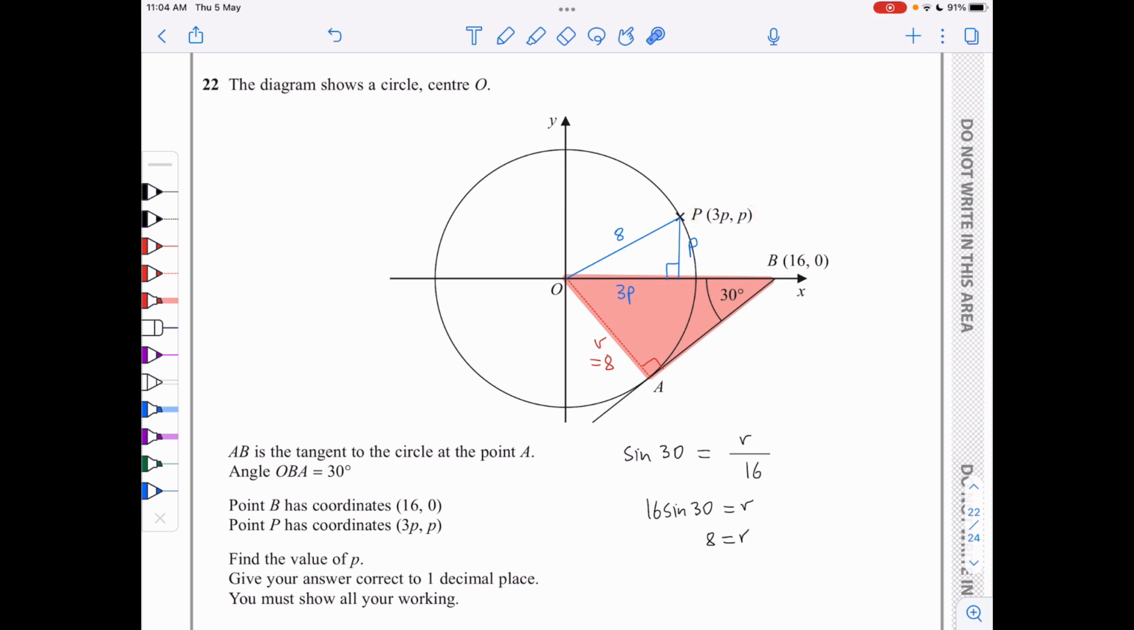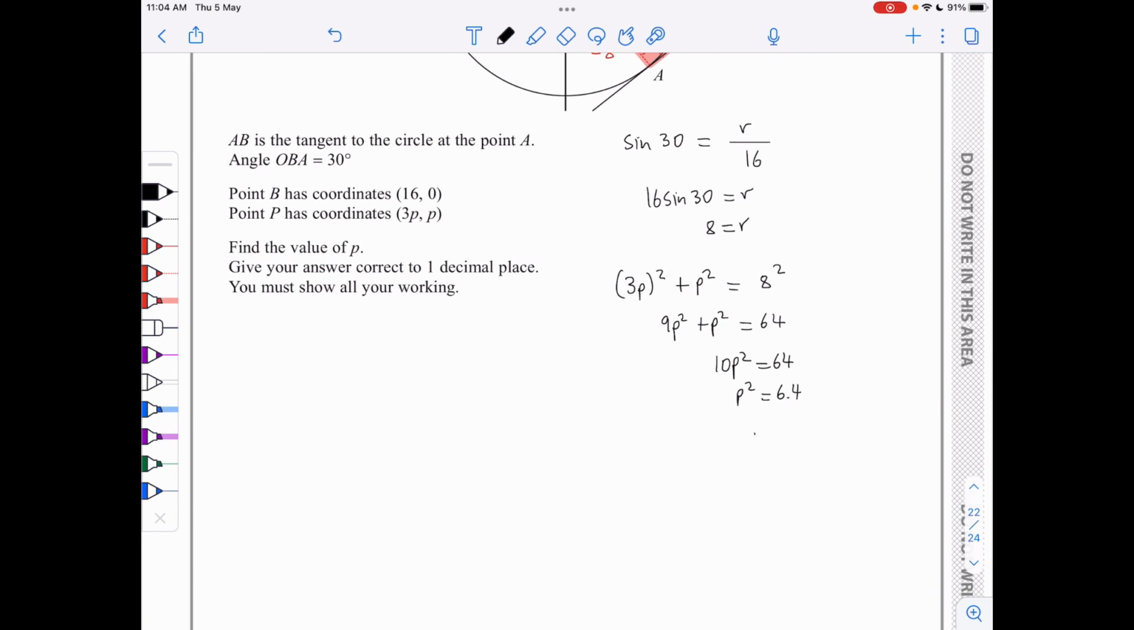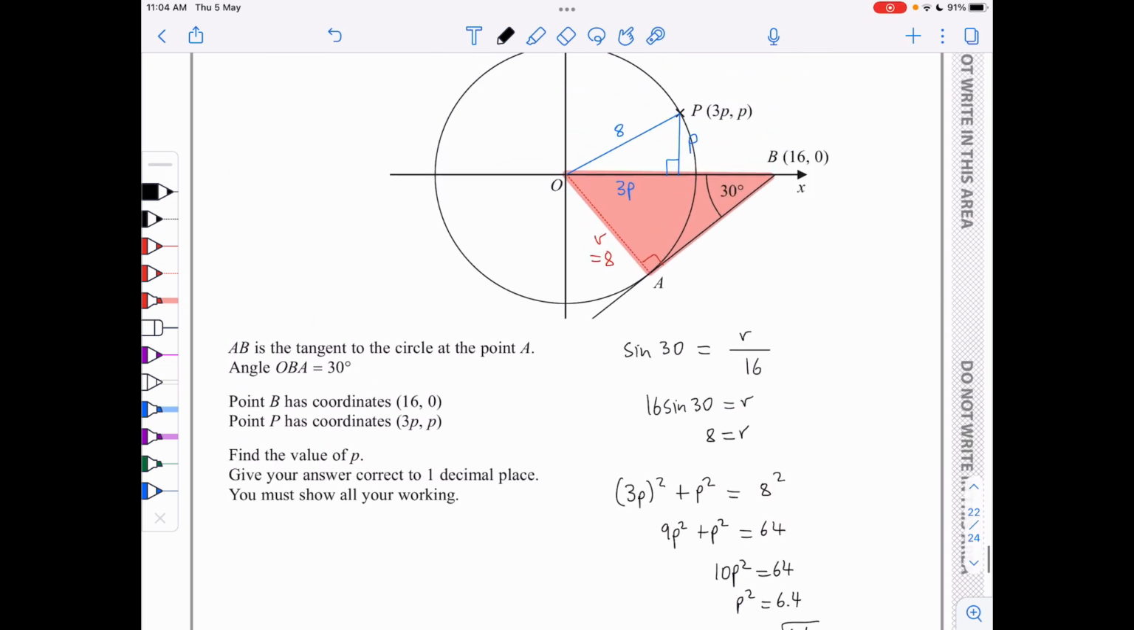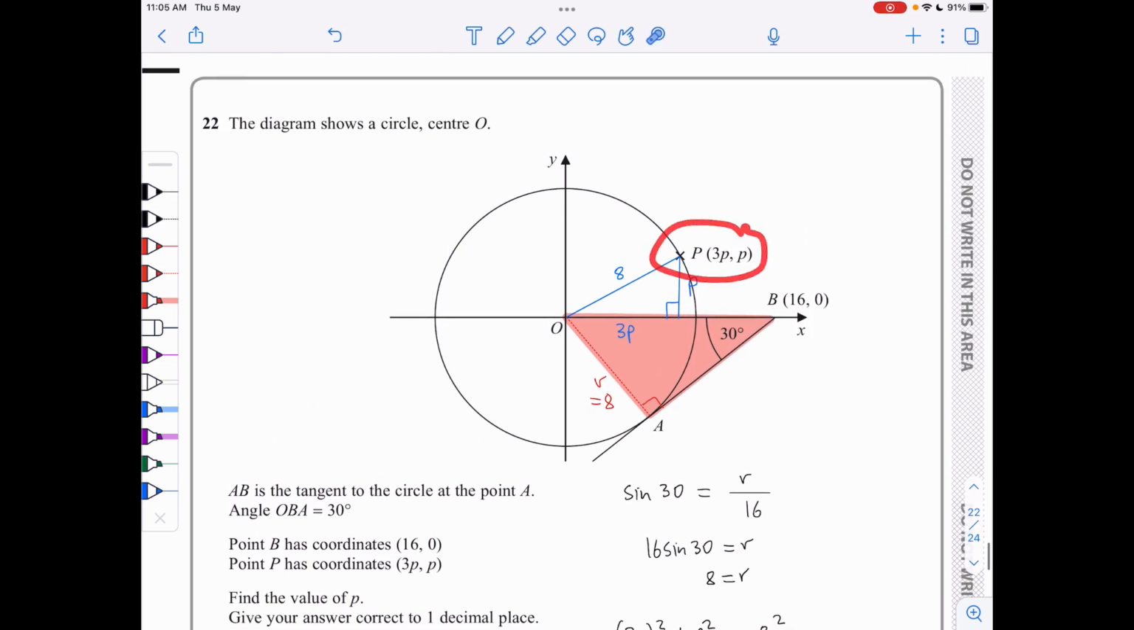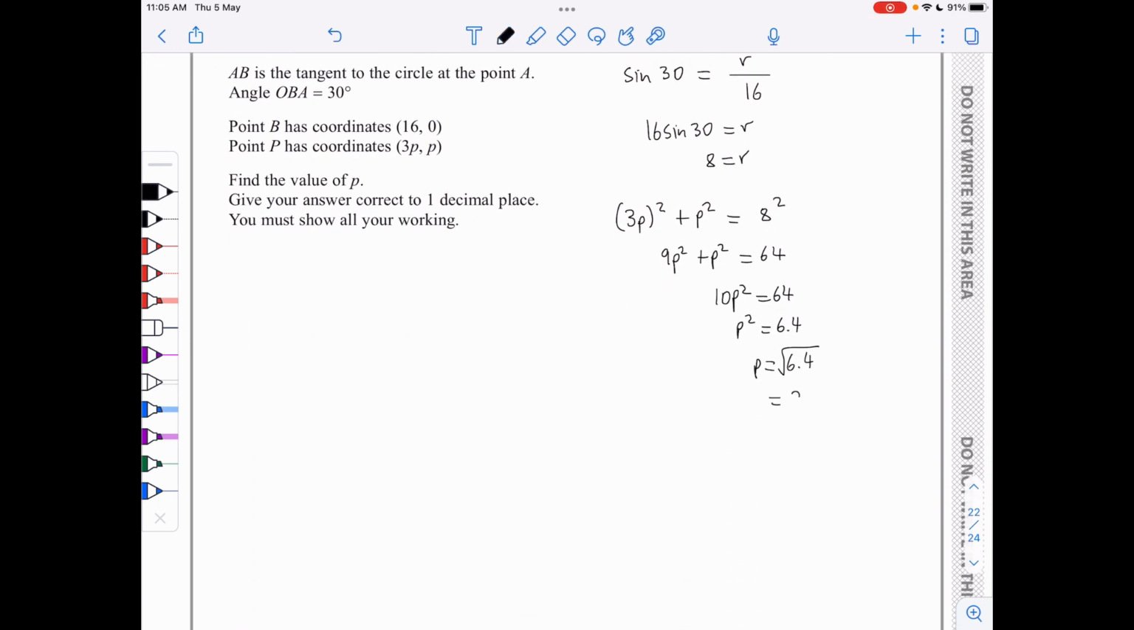So I'm just going to apply Pythagoras theorem here and say that 3P all squared plus P squared is 8 squared. So 9P squared plus P squared is 64, leading to 10P squared being 64. So P squared is 6.4. I'm just going to take the square root of that. I will just consider the positive square root because I see that P is a positive value as the point P here lies in the first quadrant, and therefore this gives an answer of 2.5, correct to 1 decimal place as requested.